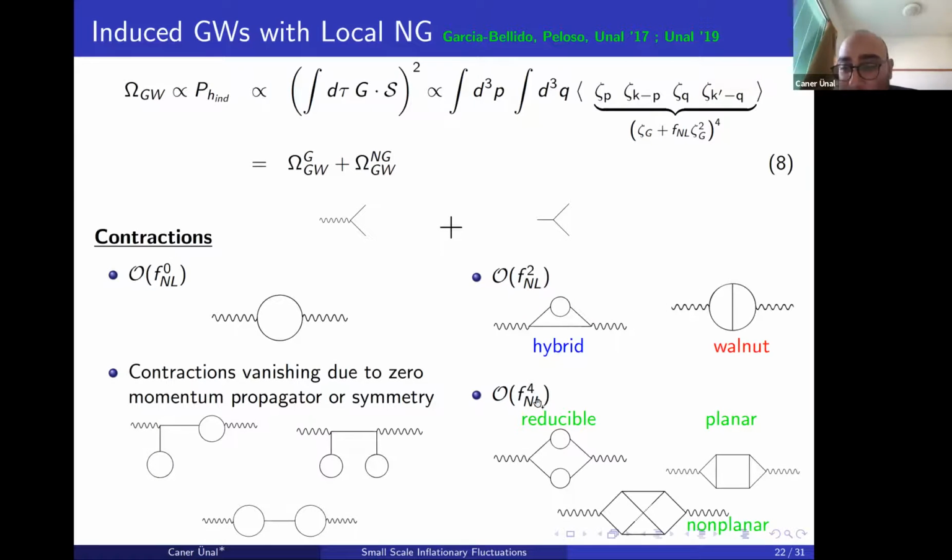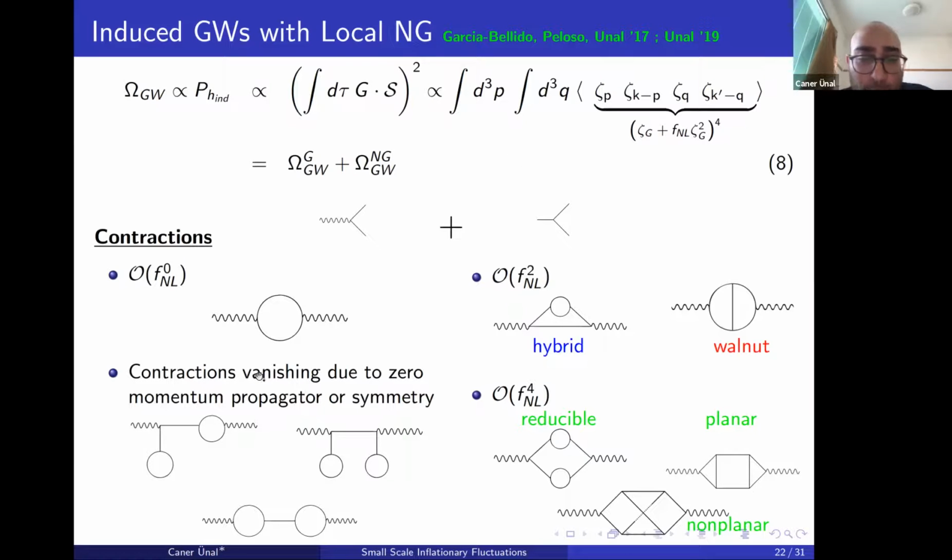And then at f_NL to the 4th order, if you have really large non-Gaussianity, or interactions are really strong, you expect to have such diagrams. So this turns into a diagrammatic thing, and then you do these integrals in momentum space.